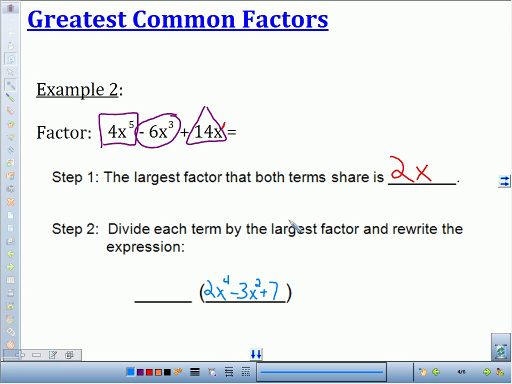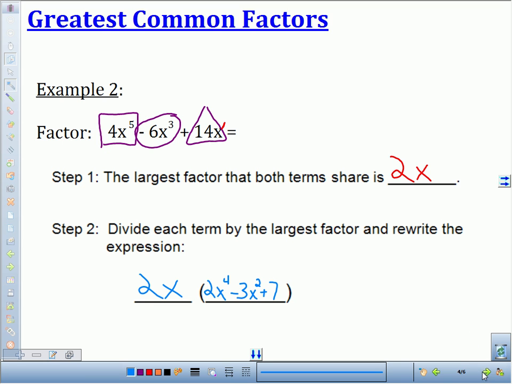Now again, I'm not quite done. I need to take the largest factor, the GCF here, and put it out front. So I have 2x times 2x to the 4th minus 2x squared plus 7. And again, if I were to distribute this 2x back into this polynomial, I would end up exactly where I started.